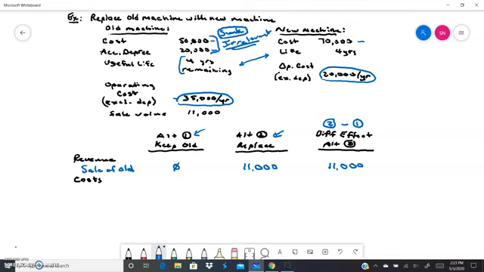In terms of costs, again, in alternative 1, we're keeping the old machine. We don't have to buy another machine. In alternative 2, we have to purchase the new machine, and that's going to cost us $70,000. So negative 70 minus 0, negative 70,000.